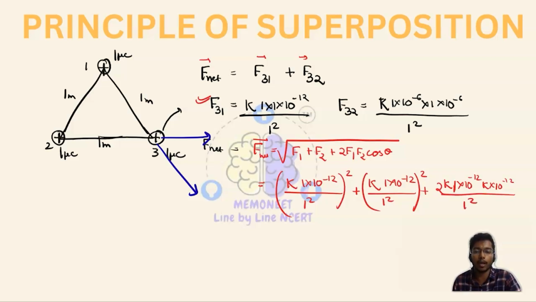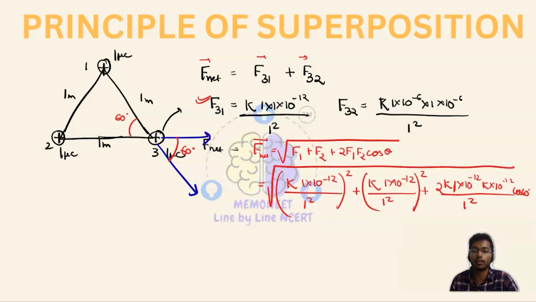And what will be the angle between these two vectors? As this is a triangle, this will be 60 degrees, and this will also be 60 degrees, so 2 cos 60 degrees under root. Okay, this is how we can solve this type of question. So let's see another question.